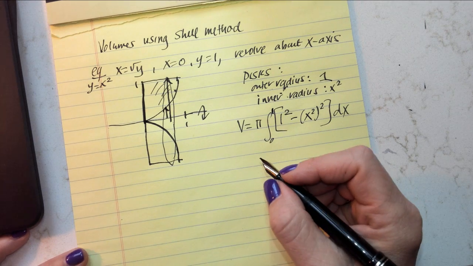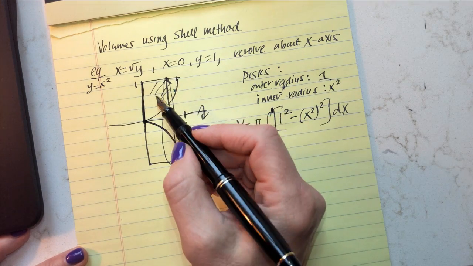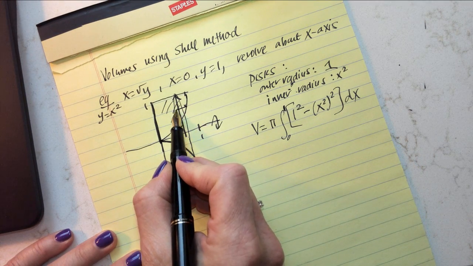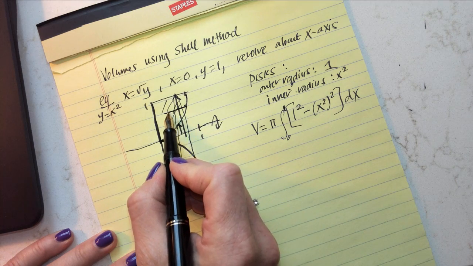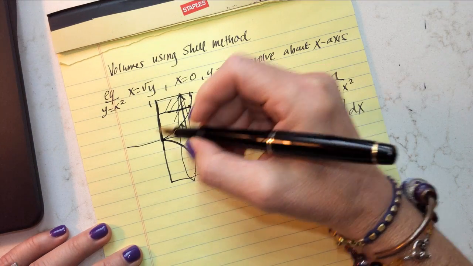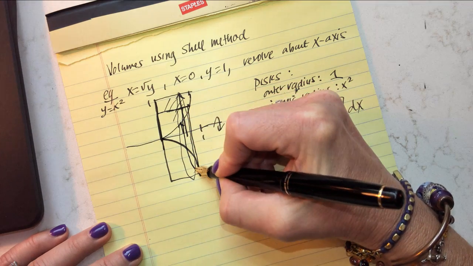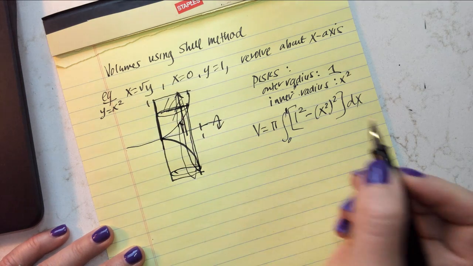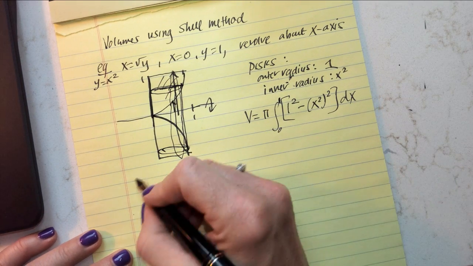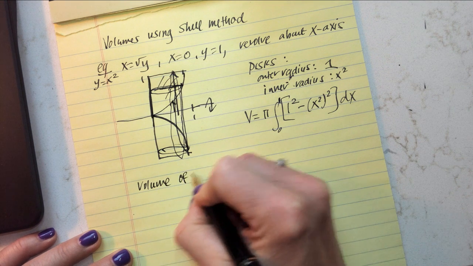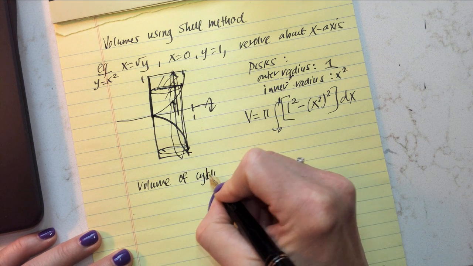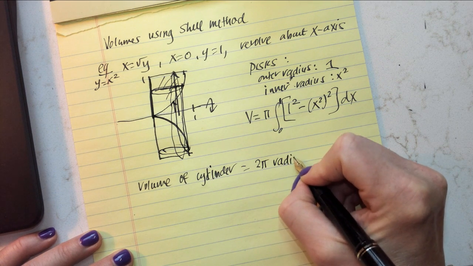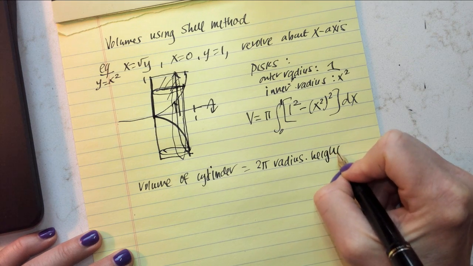Now to calculate doing shells, remember what shells allows us to do is compute the volume of a cylindrical shell inside of here. So I'm going to use the same kind of round thing, and it goes down like this. So you have some cylinder in here, and remember the volume of a cylinder is 2 pi times the radius times the height.